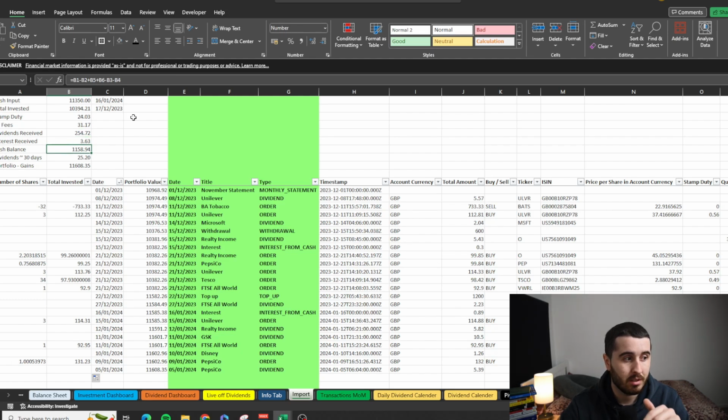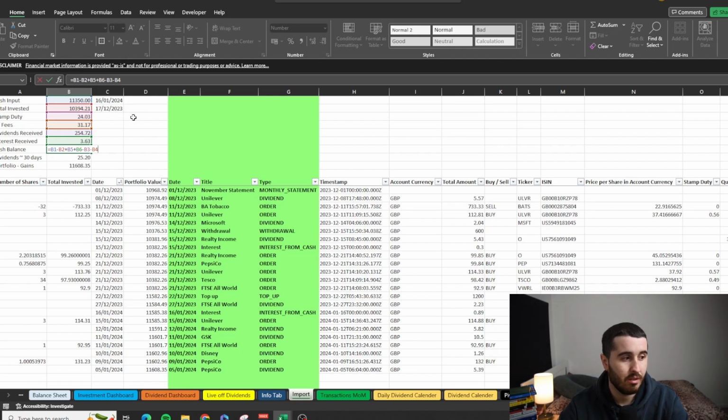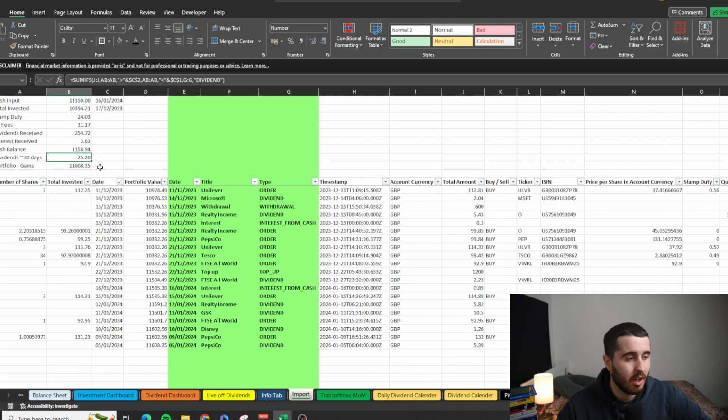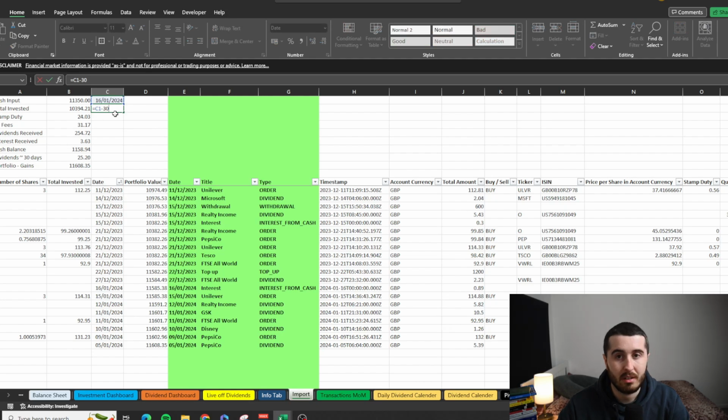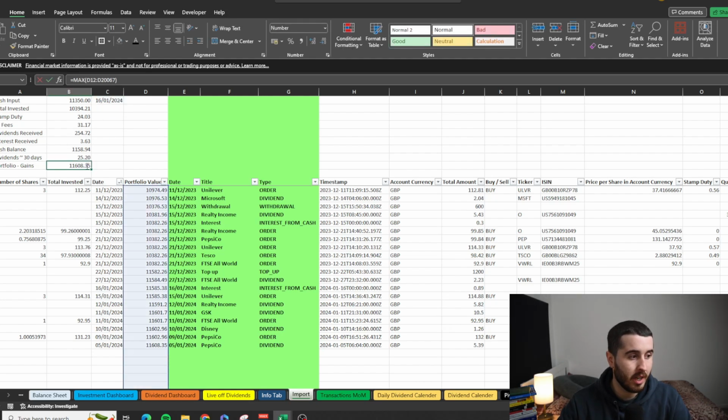We have the cash balance, so it does the remaining of all of these. It does the cash input, the total invested, minus the stamp duty, minus the fees, plus the dividends, plus the interest received. It adds all of that up and gives you your cash balance at the end. You've got the dividends last 30 days here, which is just today's date, and then this value is today's date minus 30 days. And then you have your portfolio gains, which is just the max value in the portfolio.